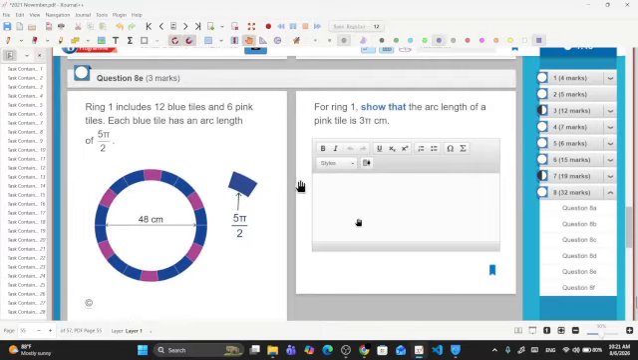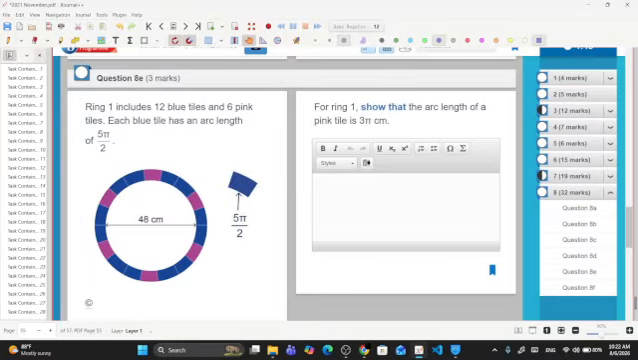Part E says, for ring 1, show that the arc length of a pink tile is 3 pi centimeters. Okay, for a pink tile. So in ring 1, we have 12 blue tiles and 6 pink tiles, right? Yes.